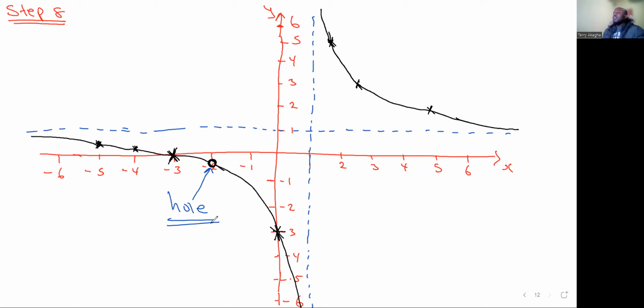So the next topic I'll be going to is how do you graph exponential functions? That will be the last one in this series, okay?